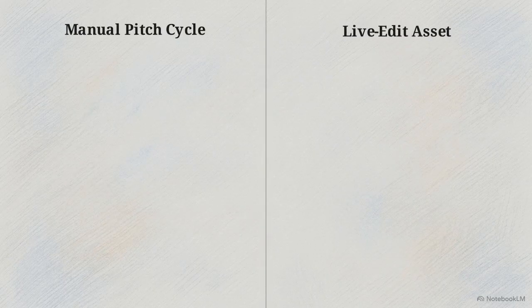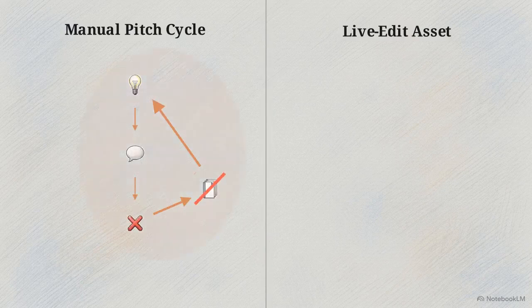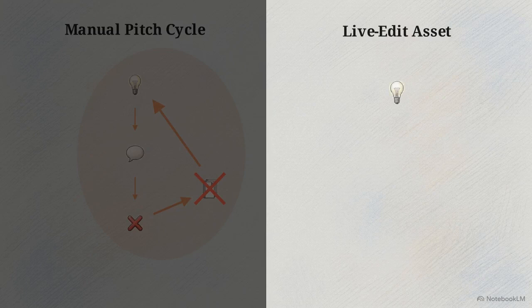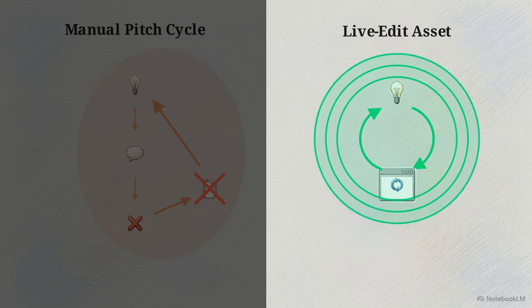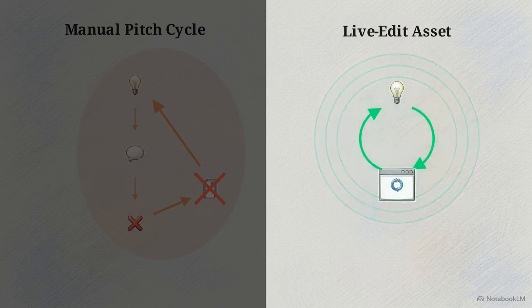Look at the difference between these two workflows. On the left, you have that manual, repetitive pitch cycle, but on the right, you have a closed, continuously improving loop. You turn the idea into a live edit web asset, and every update propagates instantly to everyone.